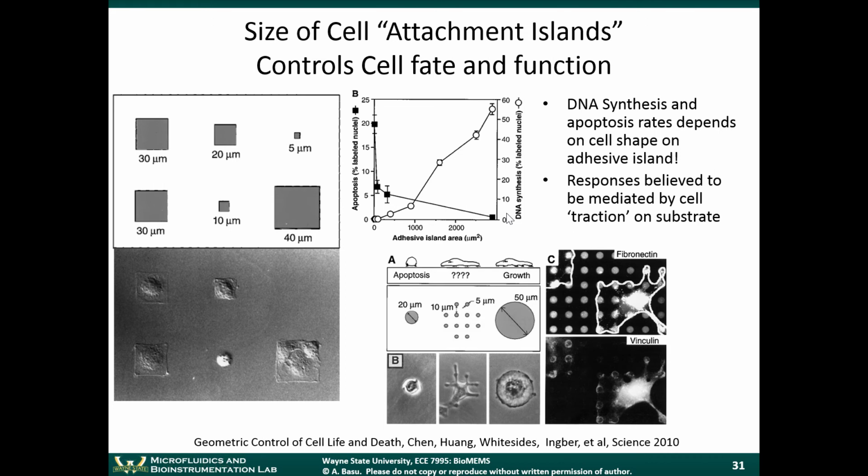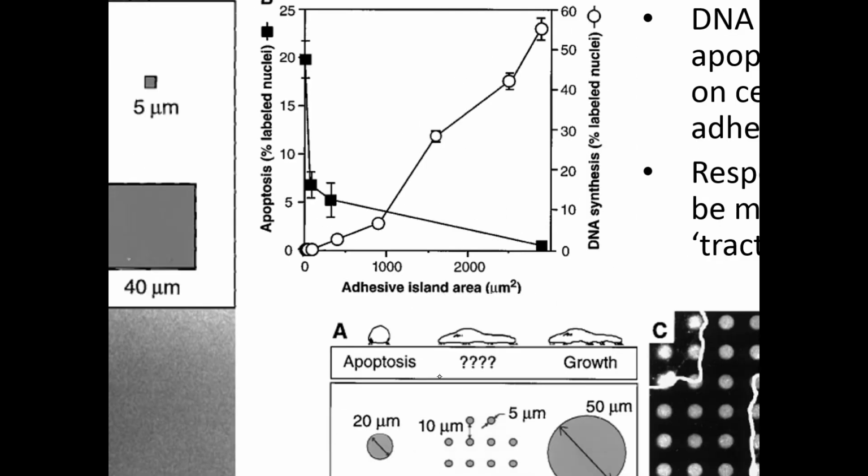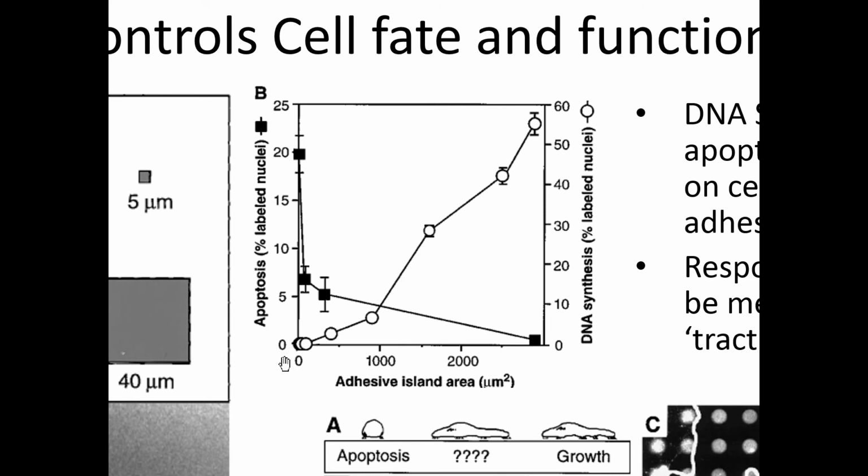They showed in this paper, this was the interesting graph, that the size of the adhesive island area, the larger the area, the more DNA synthesis you had. The way they quantify DNA synthesis is that they fluorescently labeled the nuclei. So they attach a fluorescent molecule that only attaches to DNA. So the more DNA you have, the more brightly the cell will glow. So it's an optical characterization.